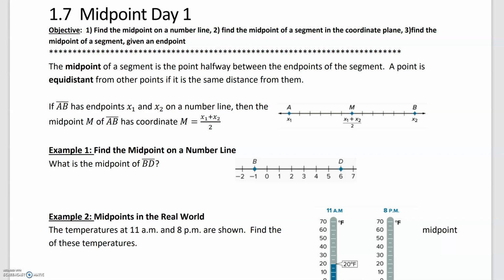7.1 day 1, we are going to look at how to find the midpoint on a number line on a segment and in the coordinate plane. We're also going to look for, if we're given an endpoint and the midpoint, what would be the other endpoint.